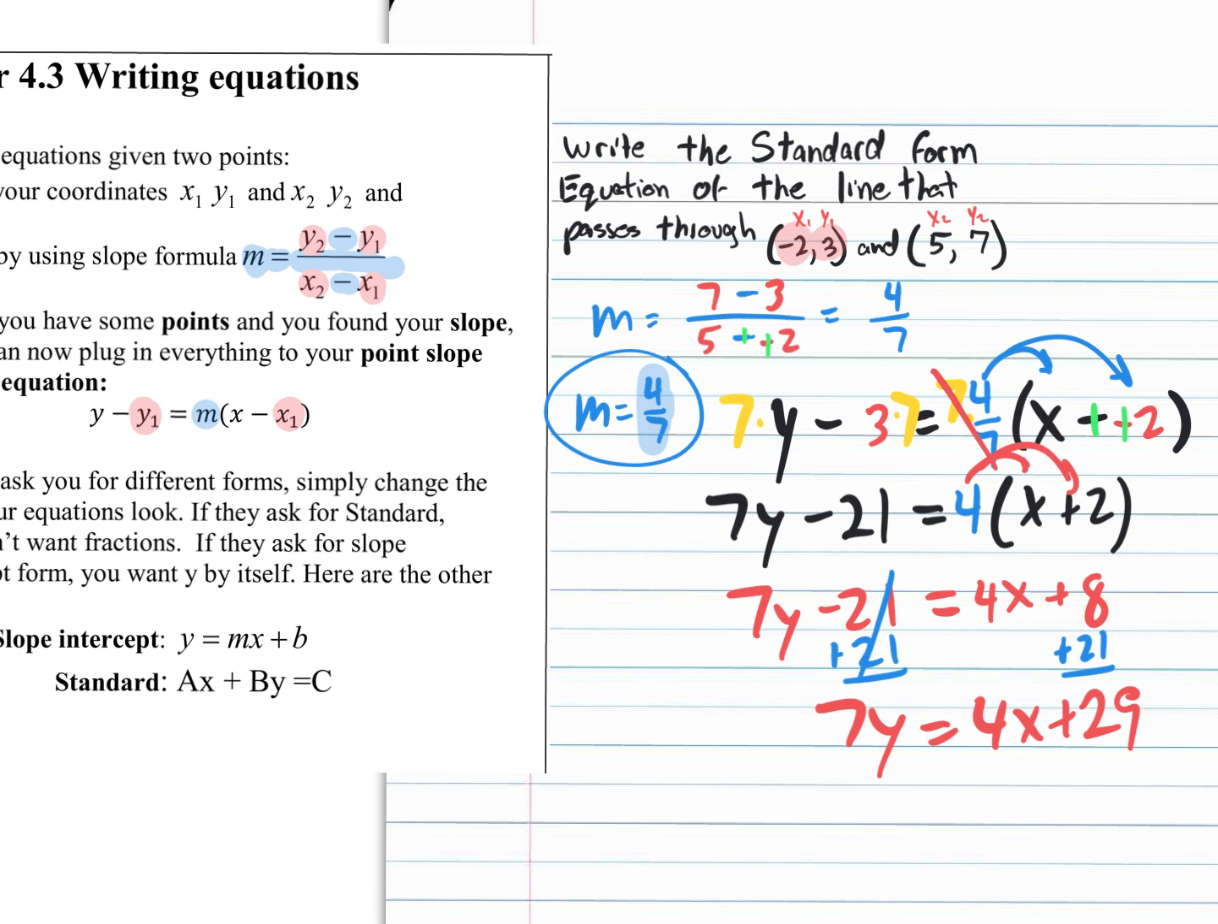However, they're asking for standard form, and it's as easy as, we already moved the number to the right side. Let's move that 4x to the left side by getting rid of it by subtracting 4x and subtracting 4x, which you can't really do, so you're just going to rewrite it.